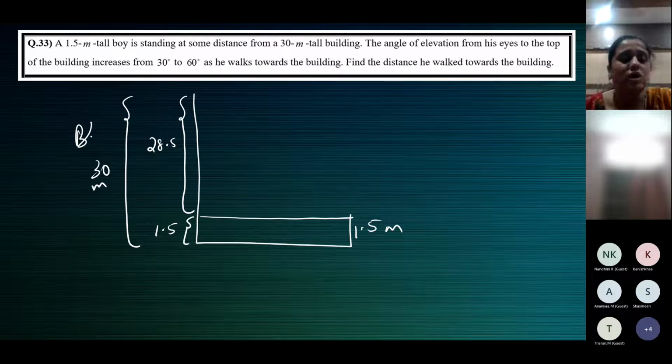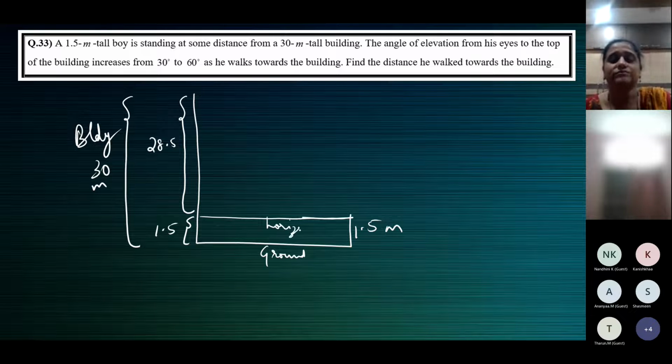This is about the tall building. The boy is 1.5 meters tall. So this is the horizontal through the eye of the observer, and this is the ground level. This is the horizontal, which is drawn through the eye of the observer. The angle of elevation from his eyes to the top of the building increases from 30 to 60 as he walks towards the building.